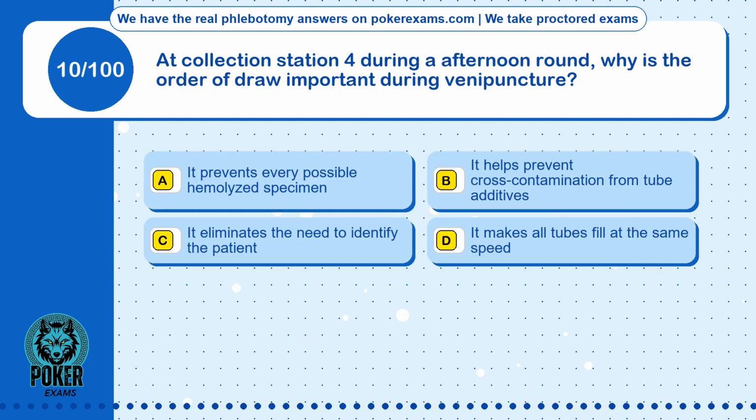Question 10. At collection station 4 during an afternoon round, why is the order of draw important during venipuncture? Option A. It prevents every possible hemolyzed specimen. Option B. It helps prevent cross-contamination from tube additives. Option C. It eliminates the need to identify the patient. Option D. It makes all tubes fill at the same speed.